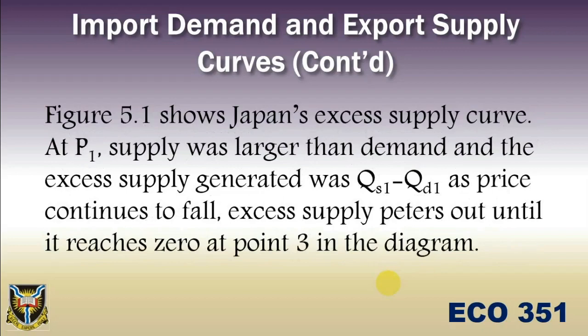Figure 5.2 shows Japan's excess supply curve. At P1, supply was larger than demand, and the excess supply generated was QS1 minus QD1. As price continues to fall, excess supply peters out until it reaches 0 at point 3 in the diagram.